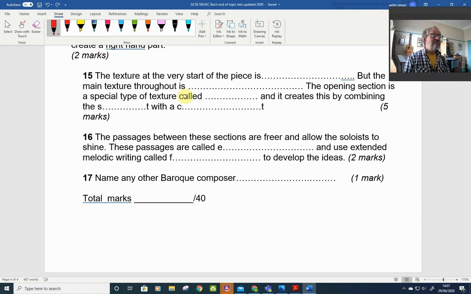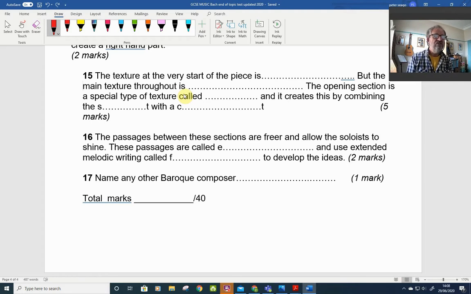It creates this by combining, and then there are two really melody terms here that combine together to create that texture. What are they? Number 16. The passages between these sections are freer and allow the soloists to show off or to shine.